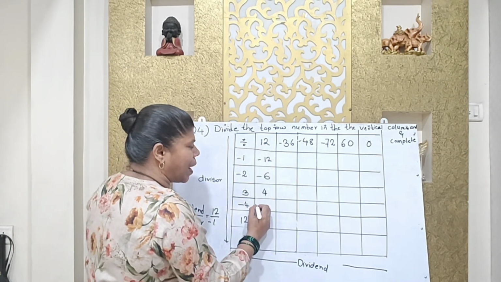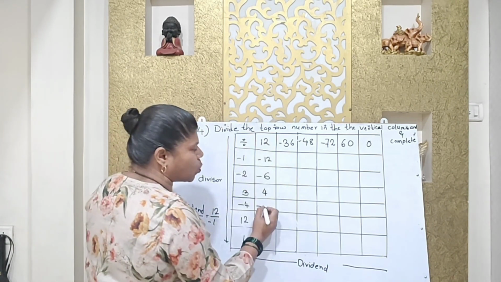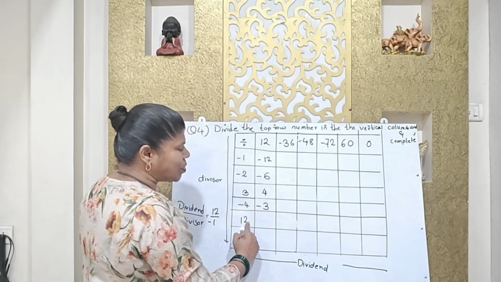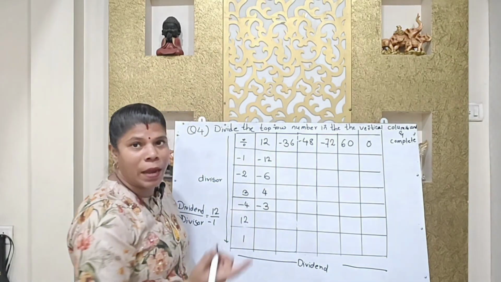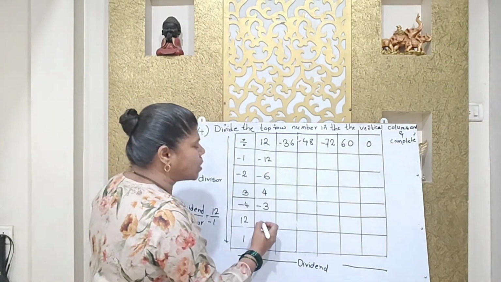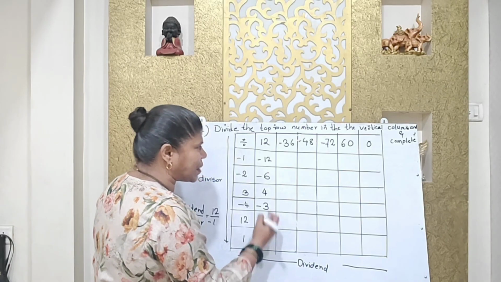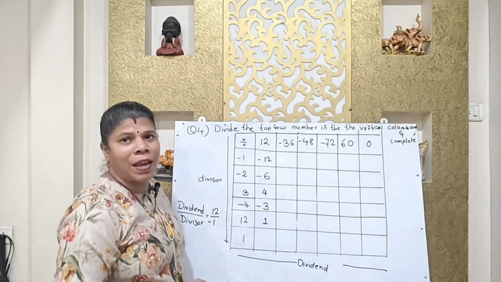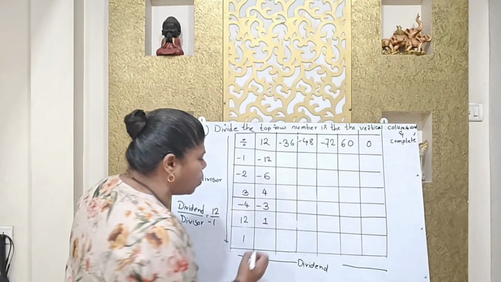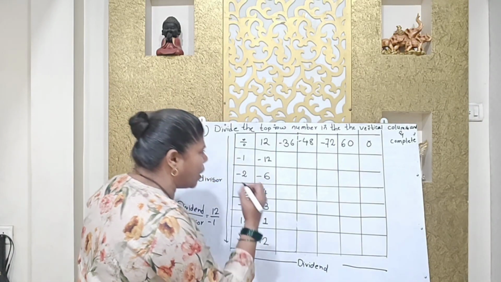Minus plus minus. 4 3s are 12. 12 positive, answer will be positive. 12 divided by 12, same number, 12 ones are 12. If any number is divided by 1, the answer will be that number only. So the answer is 12.